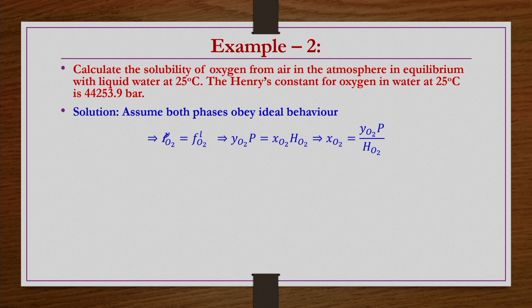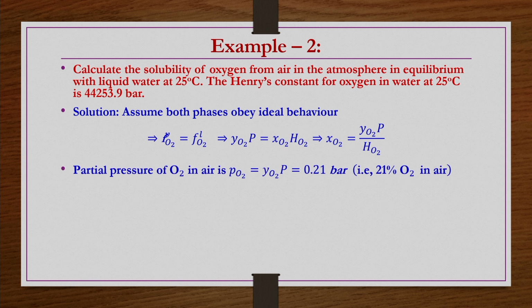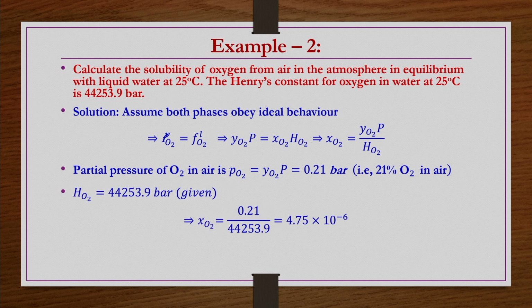So, x_O2 should be y_O2 P divided by H_O2. H_O2 is given, and y_O2 P is nothing but the partial pressure of O2, and the partial pressure of O2 in air is nothing but 0.21 bar, because 21% of O2 is present in the air, that is known to everyone. So, we simply substitute: x_O2 is 0.21 divided by the Henry's law constant, that is 44253.9. So, x_O2 comes out to be 4.75 times 10 to the power minus 6, such a small value.